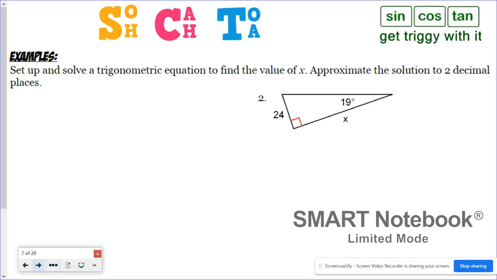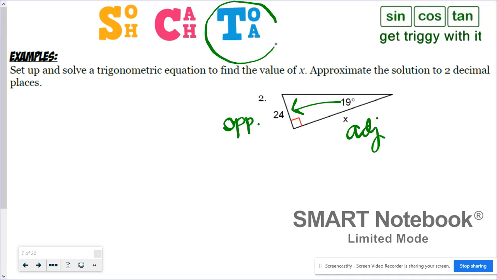Taking a look at another example. What do I know? What do I need to know? How can I find it? Well, I know the side that is opposite the 19-degree angle, and I want to know the side adjacent to the 23-degree angle. So how am I going to find it? That's going to be tangent, because tangent relates the opposite and adjacent.